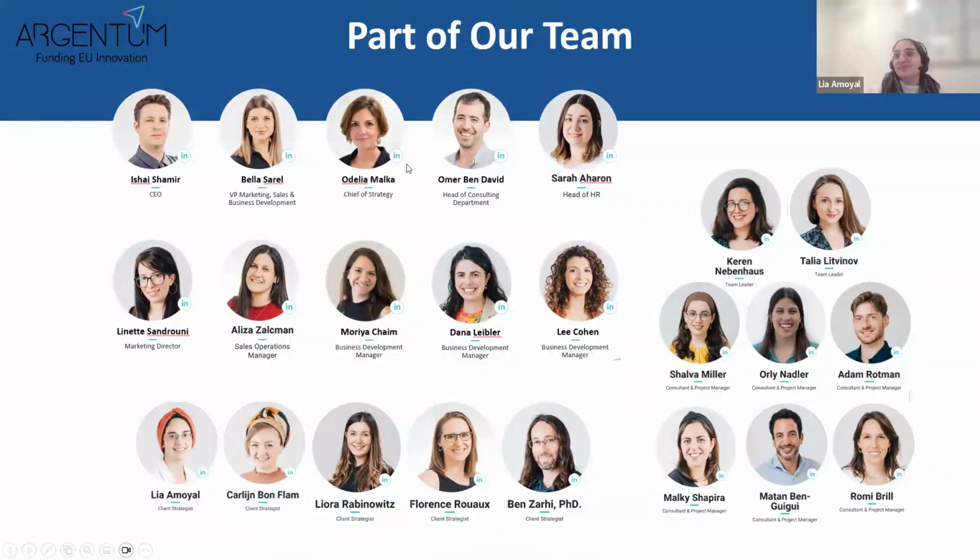So here is our team. Nice pictures. Ishai is the CEO and Odelia is my direct manager, Chief of Strategy. Here is the business development team. Here is the strategic team. We are divided by clusters, by topics actually. I'm specialized in AI, digital and industry calls. My colleagues Caroline and Laura are in the health industry, so they are experts in those calls.